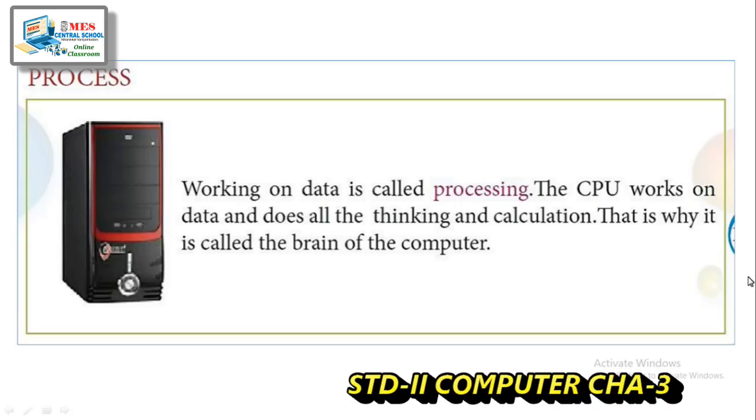So the CPU is called the brain of the computer, and the processing, that is the thinking and calculation on data, is done by the CPU. So working on data is called processing. That part is done by the part of the computer called the CPU. That is why it is called the brain of the computer.